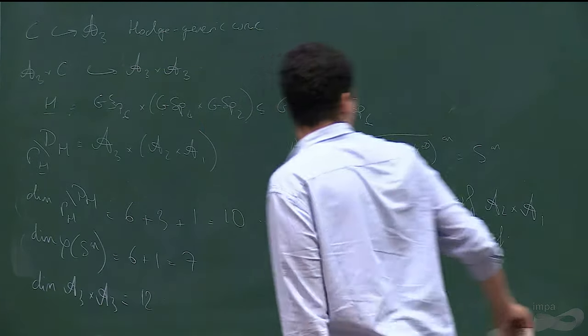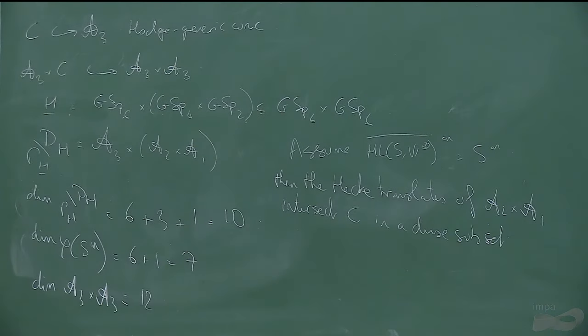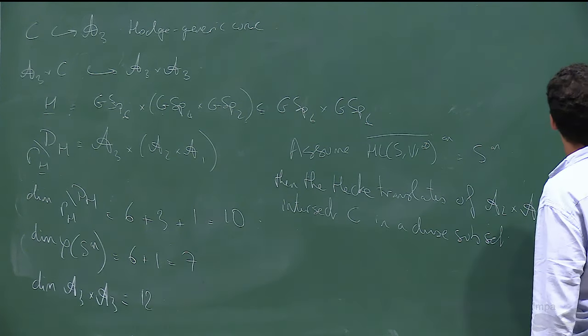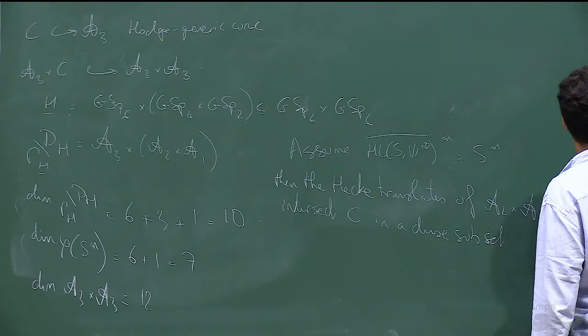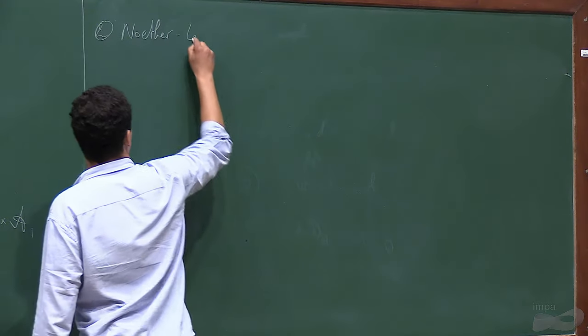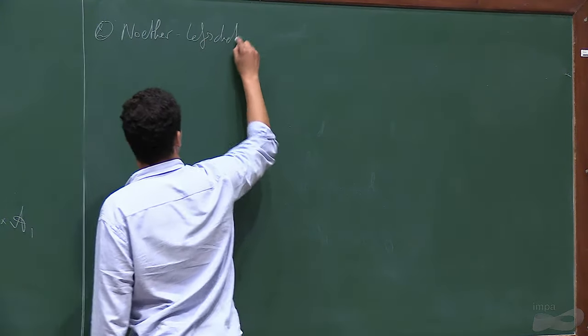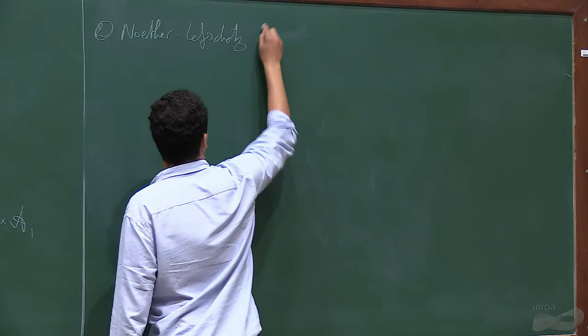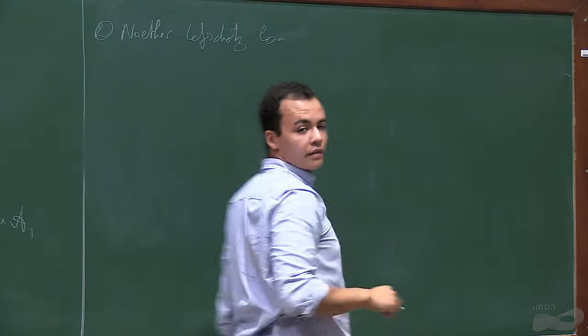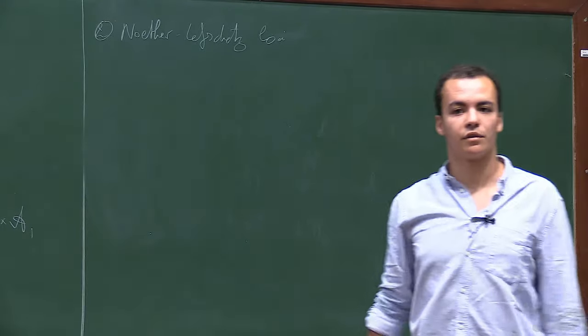Okay, anyways. So maybe now I'll come to some more down-to-earth considerations. I'll come back to Noether-Lefschetz loci and maybe explain how you can apply this kind of consideration. So are there any questions?